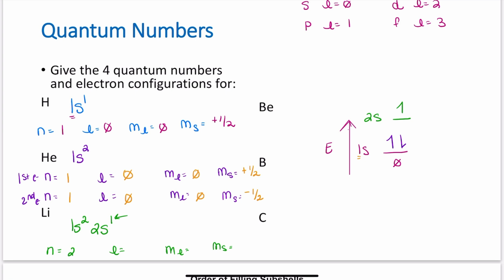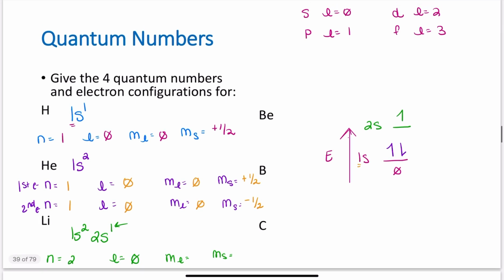My n value is now 2 because I'm in the second energy level. My l value is still 0 because I'm still in an s orbital. My m sub l value is still 0 because I'm still in an s orbital. And my m sub s value is now plus 1/2 because I'm back to being electron spin up for the electron that was just added.